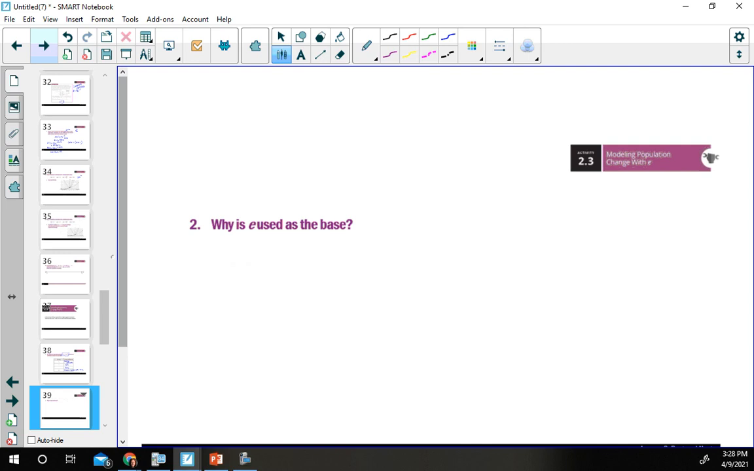Okay, so why is E used as the base? The constant E is used as the base because the population is continuously growing. The population doesn't increase at set intervals, such as every minute or once a week. It changes continuously. So that is why we are using the E.